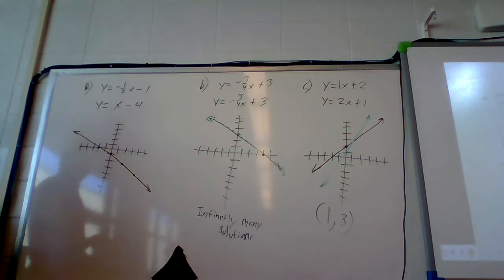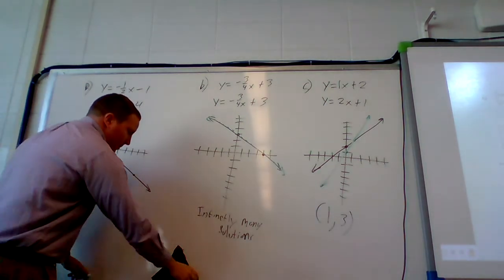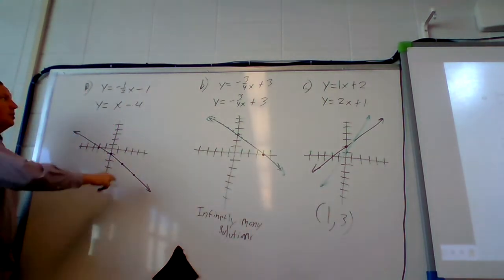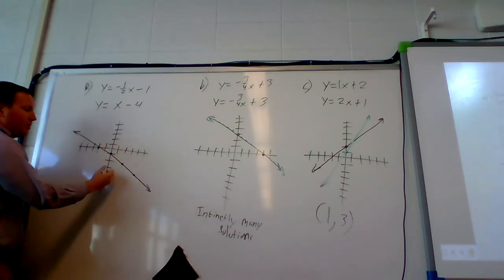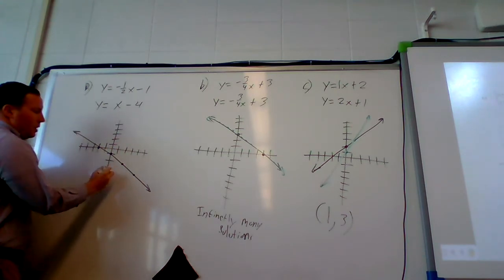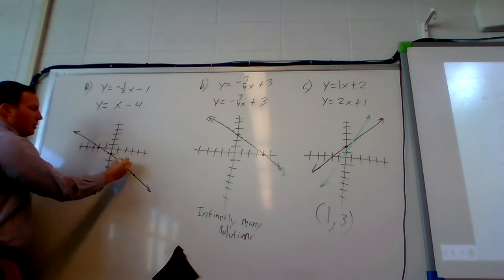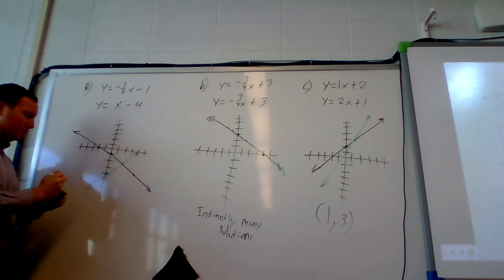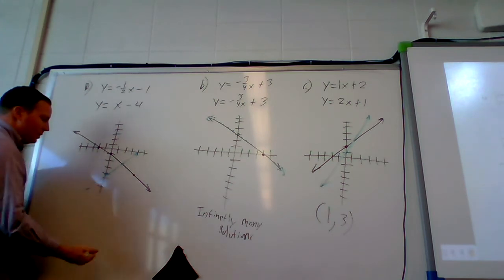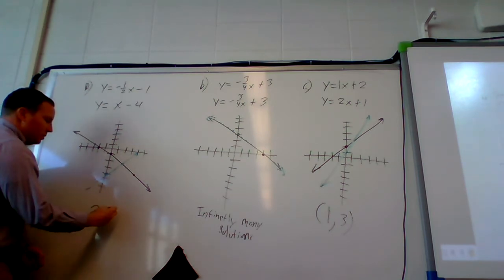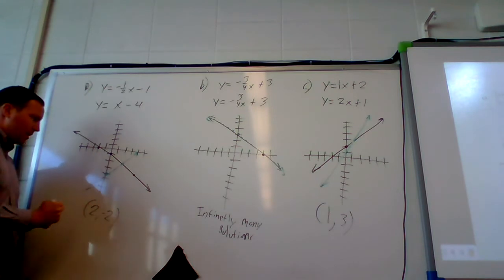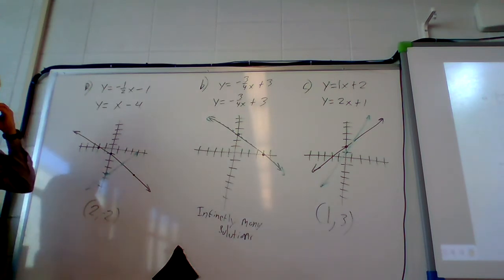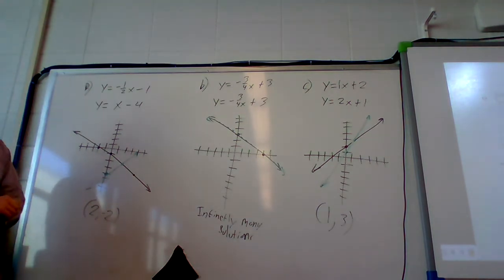Okay. On our second one, we have x minus 4. So again, our y-intercept is at -4. Our slope is 1, so we're going up 1 over 1, up 1 over 1. So what is our solution? (2, -2). Okay, so that is solving by graphing.